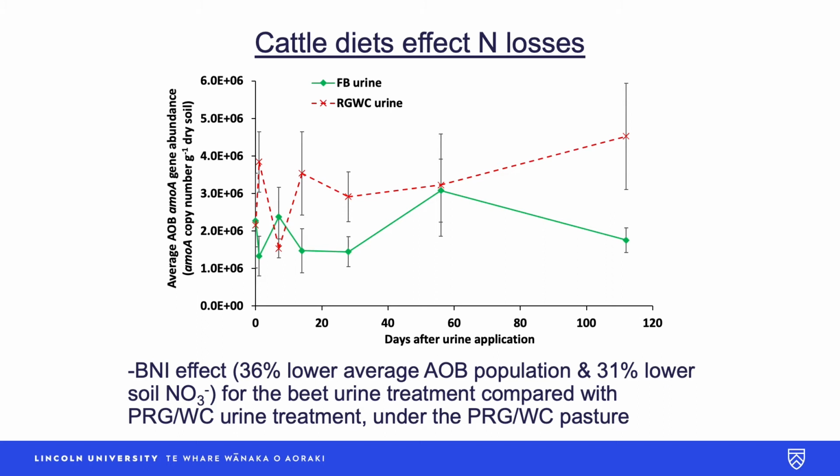So this is the ammonia oxidizing bacteria gene abundance. And so we can see the fodder beet urine over the experiment. This is the gene abundance on the y-axis and the days after urine application on the x-axis. The fodder beet urine was significantly lower for AOB gene abundance. So we saw 36% lower AOB population and subsequently 31% lower soil nitrate. So something in that fodder beet urine is causing a biological nitrification inhibitory effect, which we thought was really interesting.